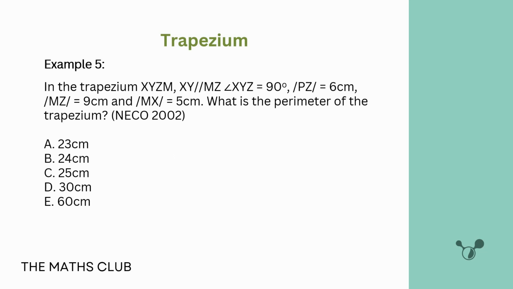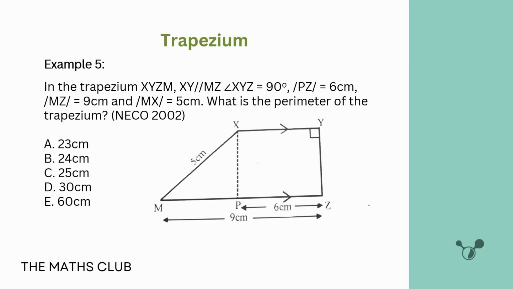Example 5 now says that in the trapezium XYMZ, these are X, Y, Z, M. This is a trapezium. You can see the right angle. This one is also 90 degrees by default. So you can see the parallel sides: XY is parallel to MZ. Great, you can see that. And the angle XYZ, so this angle here, is 90 degrees.